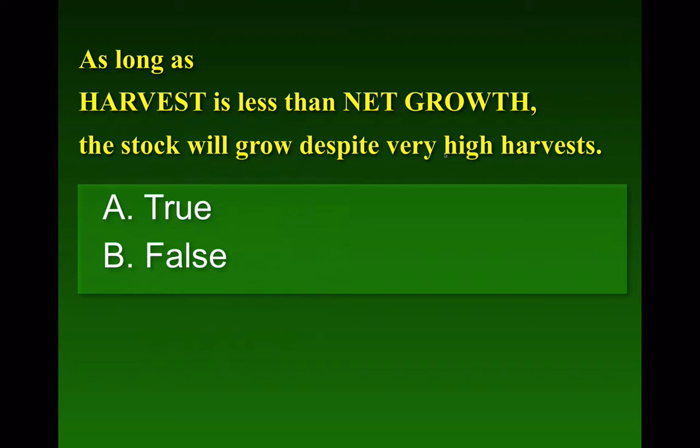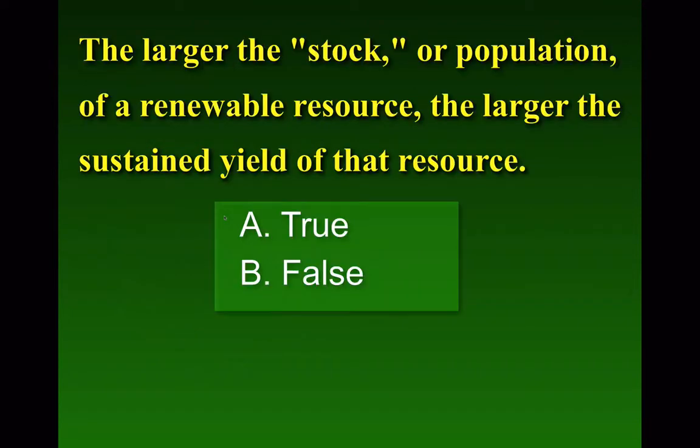Is that true or false? As long as harvest is less than net growth, you're harvesting less than net growth, the stock will grow despite very high harvests. And that's true. It's still going to grow. You might have record high harvests, but this thing is growing faster than you're harvesting it. So you can harvest a lot.